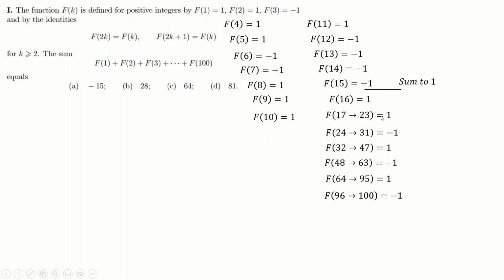And then here, these 8 ones cancel with those 8 minus ones. These 16 ones cancel with those 16 minus ones. We've got 32 ones here, and only 5 minus ones. And so 1 plus 32 is 33, minus 5 is 28, and we have our answer.